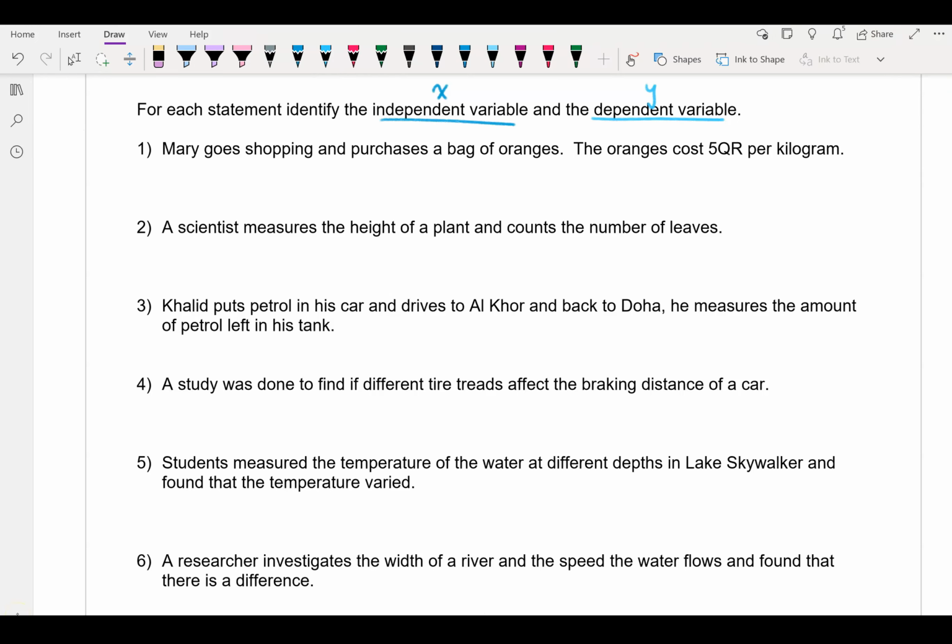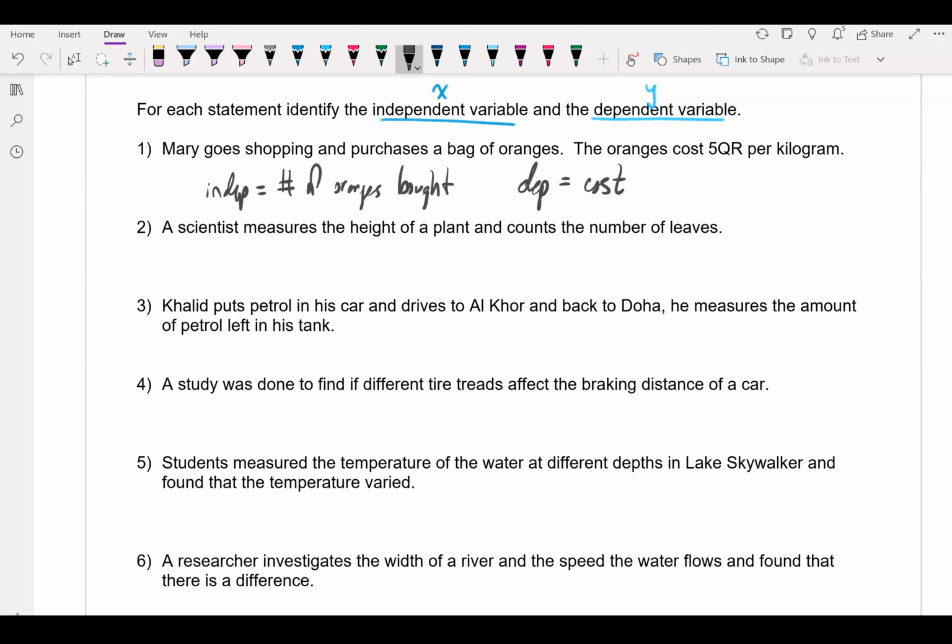Number 1: Mary goes shopping and purchases a bag of oranges. The oranges cost 5 Qatari Rial per kilogram. I have a few questions that I left in from my time in Doha. I hope you don't mind. That's just their currency, it's like $5. Well, I would say that the independent variable in this case is the number of oranges bought, because you can just buy as many as you want, really. But the cost is the dependent. The cost is dependent on how many oranges you bought.